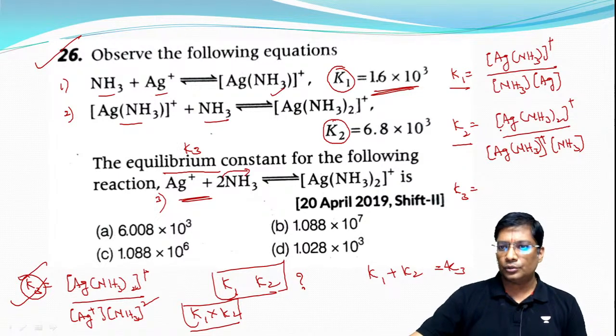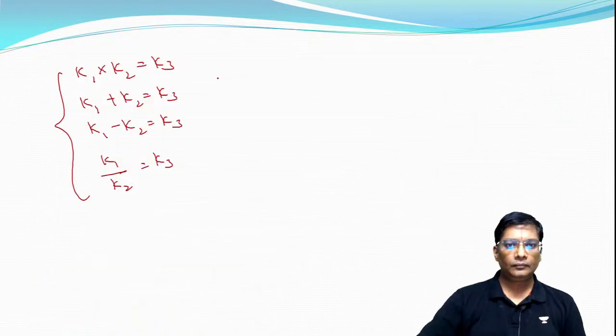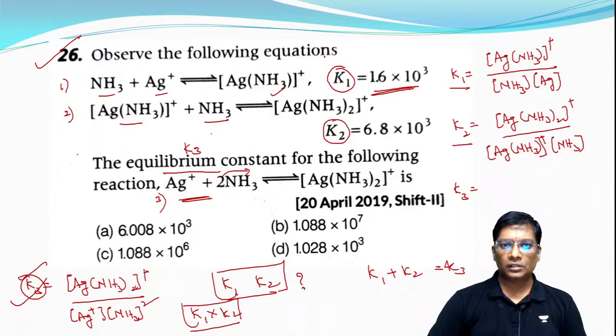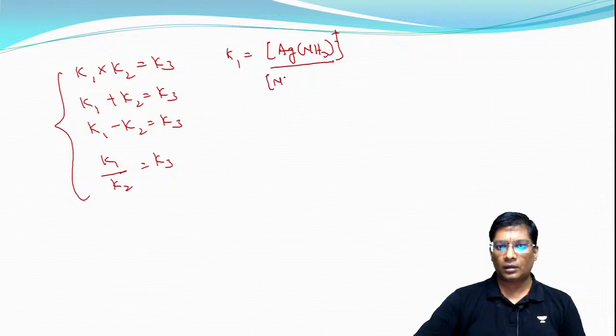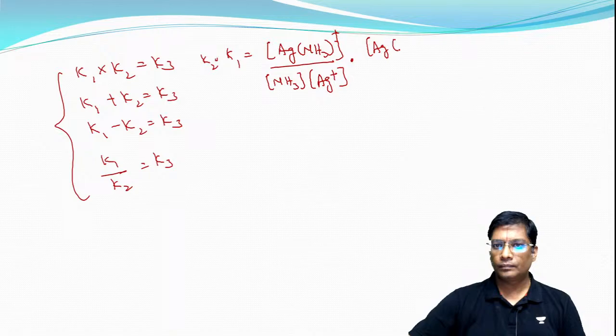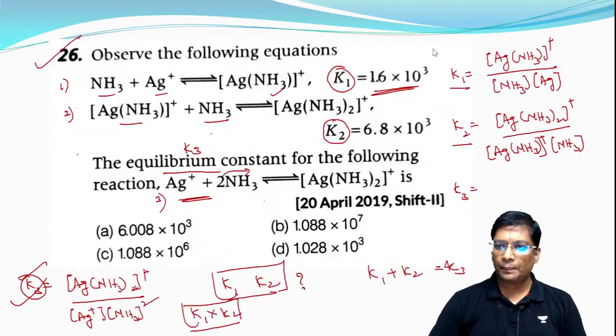Suppose you multiply these two, what will happen? See, K1 means the concentration of Ag(NH3)+ divided by the concentration of NH3 and Ag+, right? Am I right or not? This is K1 into K2. K2 means Ag(NH3)2+ divided by Ag(NH3)+ and ammonia.